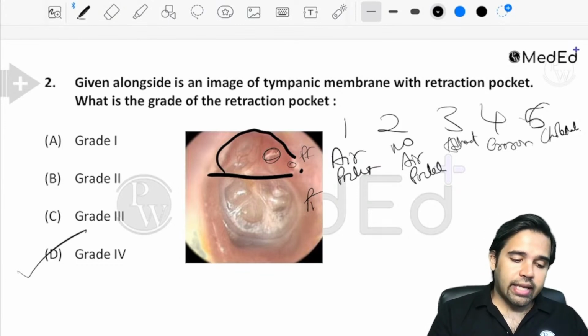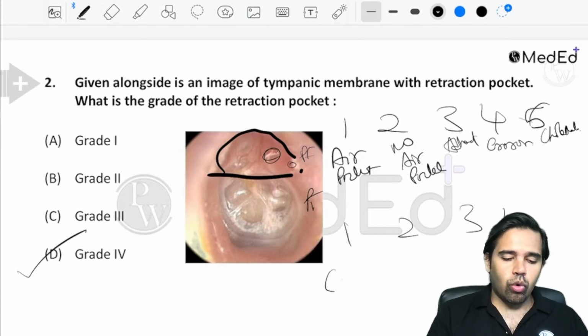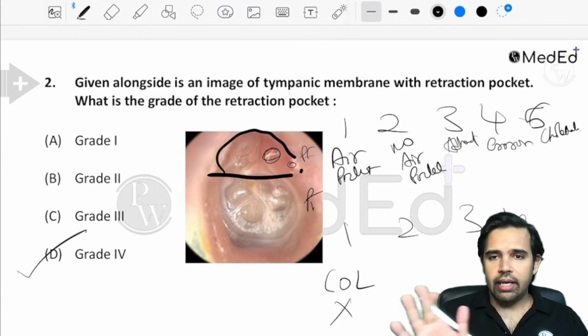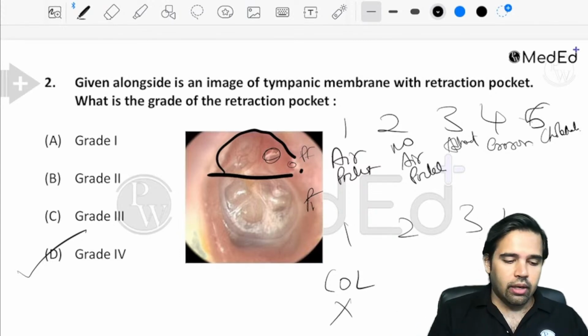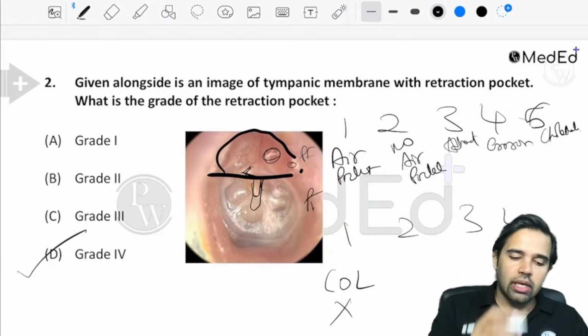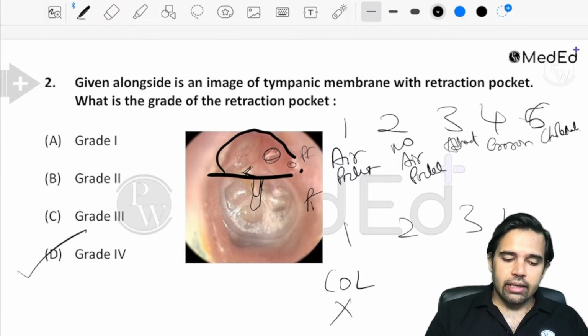In the pars tensa, there is again 1, 2, 3, 4 grading. This is very simple. Cone of light absent is grade 1. Prominent short process of the malleus, and the malleus will appear foreshortened. Normally the malleus will be a little longer, but it will appear shorter because it is pulled inside. That is what you will see with the cone of light absent, and in the second grade you will see a more prominent malleus.